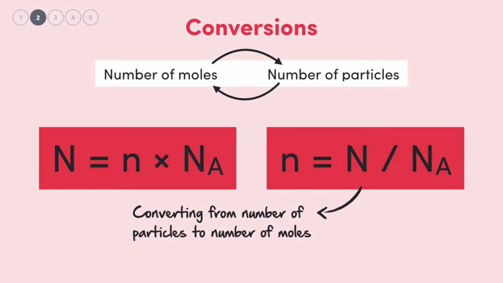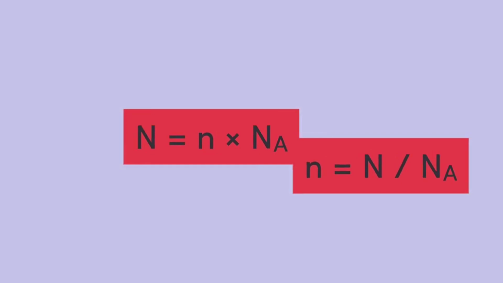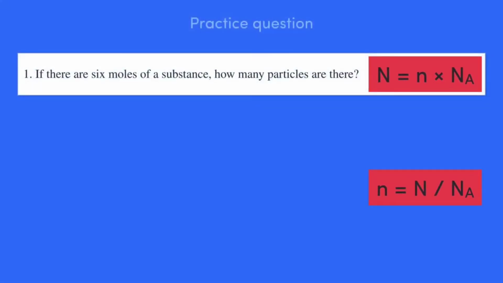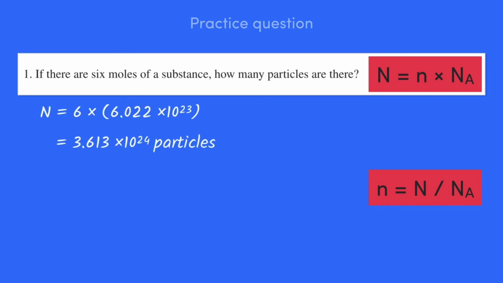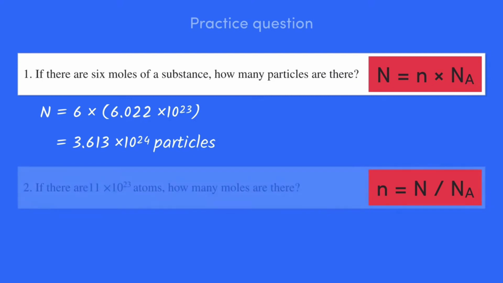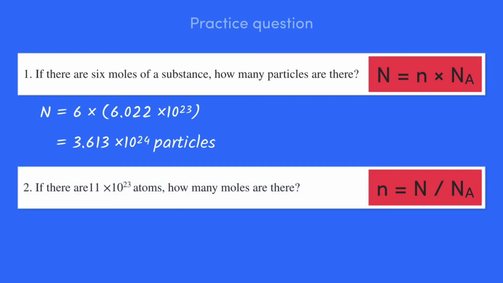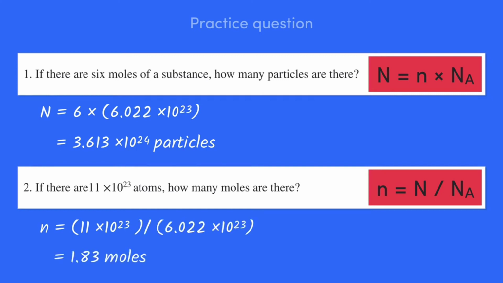Okay, great. So let's do a couple of examples. There's 6 moles of a substance. How many particles is this? Well, 6 multiplied by Avogadro's constant gives us 3.613 times 10 to the power 24. Alright, if I have 11 times 10 to the power 23 atoms, how many moles do I have? Well, 11 times 10 to the power 23 divided by Avogadro's constant equals 1.83 moles. Oh, easy peasy.